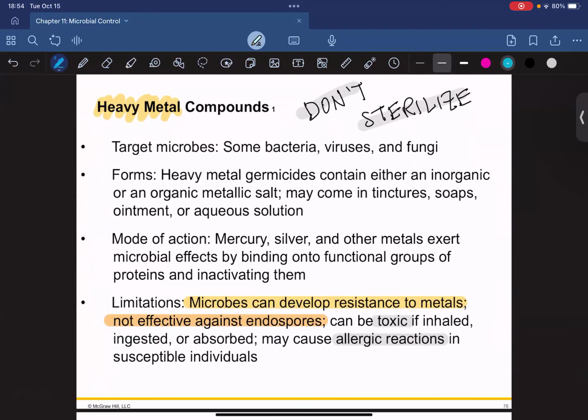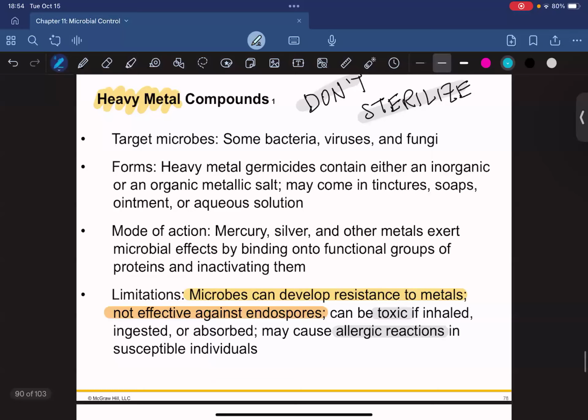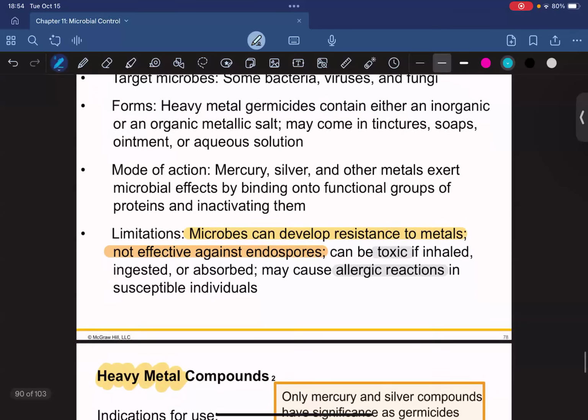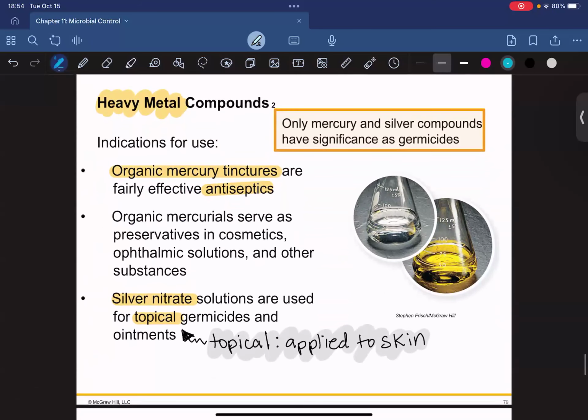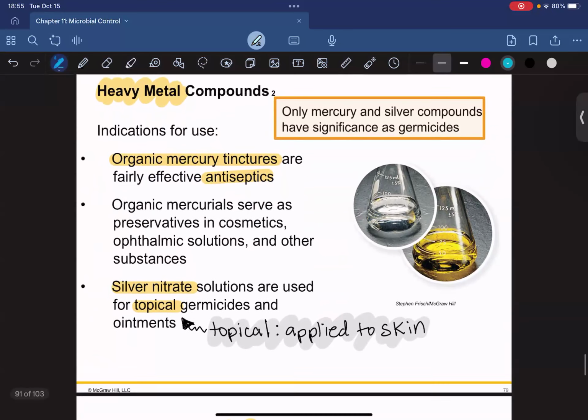Next, we have heavy metals. These guys don't sterilize either. And you can develop a resistance to them. They can be toxic and you can be allergic to them. The two that we use the most are going to be mercury and then silver. Both of these are used as antiseptics. Y'all didn't know that, did you?